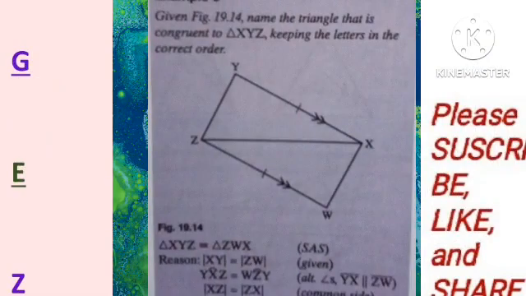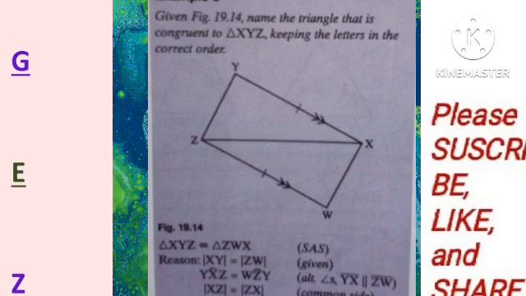Then next, folks, let's solve an example on this theorem so far. Now we have given figure 19.14. Name the triangle that is congruent to triangle XYZ, keeping the letters in the correct order. So what this means is that you are looking for a triangle that is congruent to the triangle XYZ. So the triangle XYZ, you can see it in this diagram.